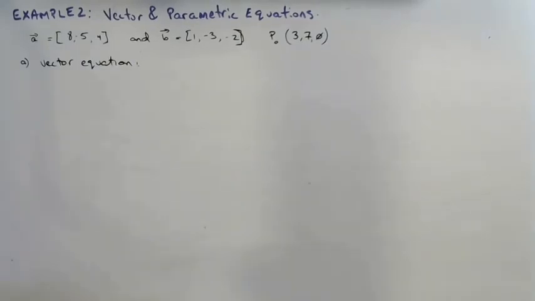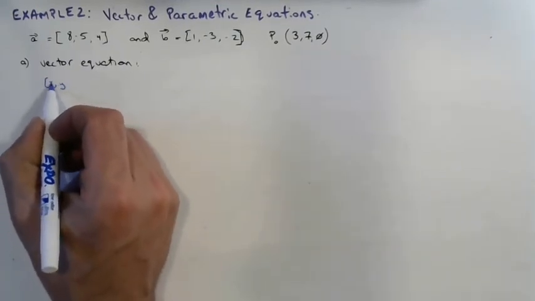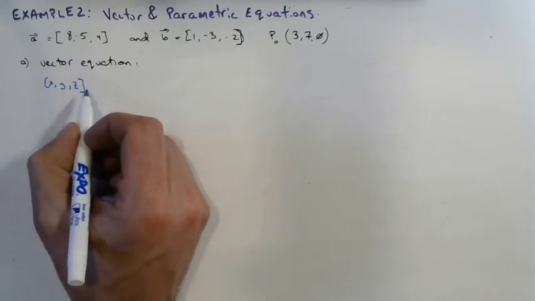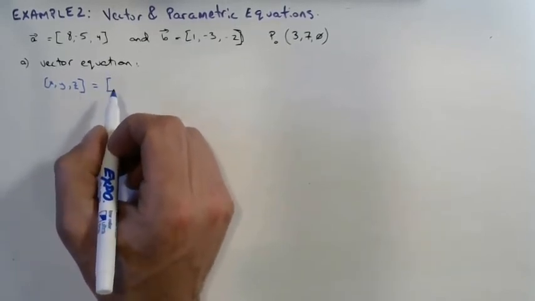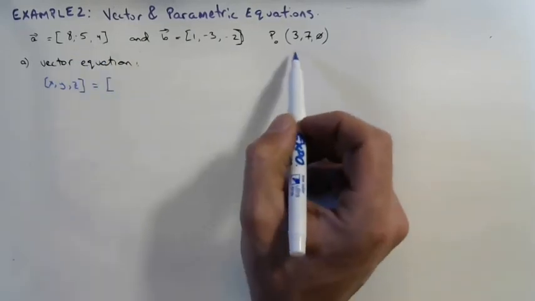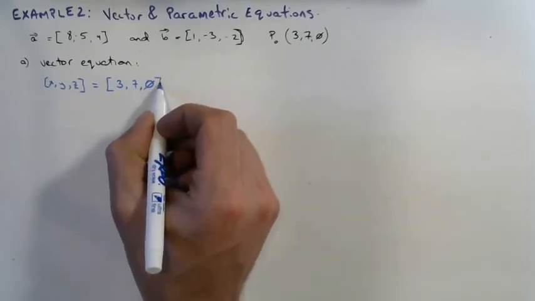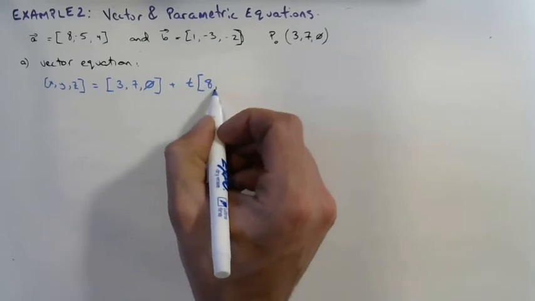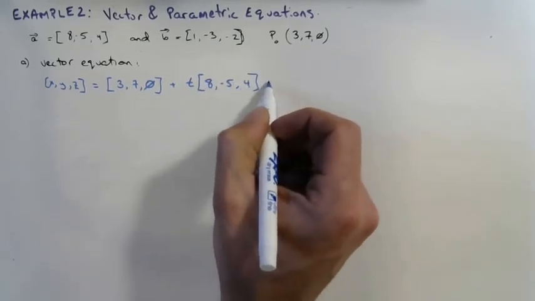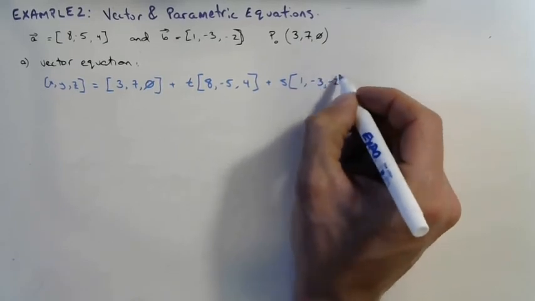All right, so a vector equation, we're just applying what we just talked through in the notes. So we've got vector (x, y, z) is equal to the position vector, represented by our given point P, (3, 7, 0), plus some scalar multiple of a, (8, -5, 4), plus some scalar multiple of b, (1, -3, -2).